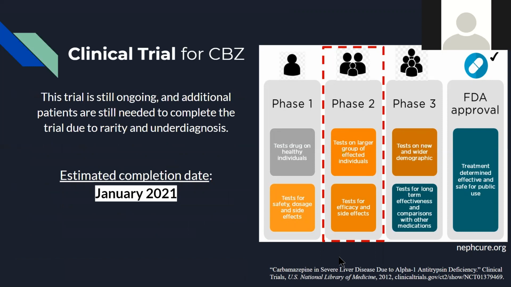And this clinical trial is still ongoing, so we still don't know the outcomes of this potential treatment just yet. And in fact, they are still recruiting additional patients to complete the trial because patient recruitment is actually quite difficult for this deficiency due to the rare nature of the disease, as well as its underdiagnosis. And this clinical trial started in 2012, and currently the estimated completion date is this year of January 2021.